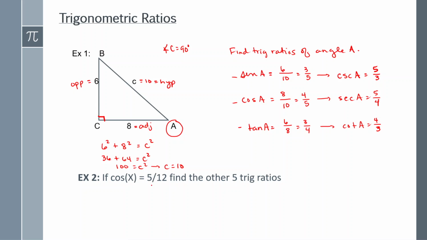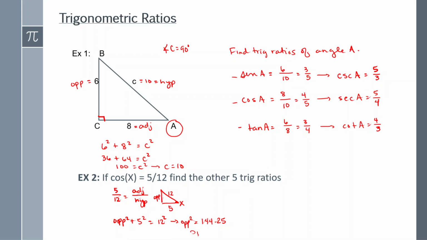Now here's another example. We don't have a triangle. They're just telling us that cosine is 5/12. That means 5/12 is the ratio of my adjacent over my hypotenuse. So I could draw a little triangle. Here's my angle X. This would be adjacent, and this would be hypotenuse. So my opposite side: the opposite squared plus 5 squared will equal 12 squared. That means the opposite squared is going to be 144 minus 25.